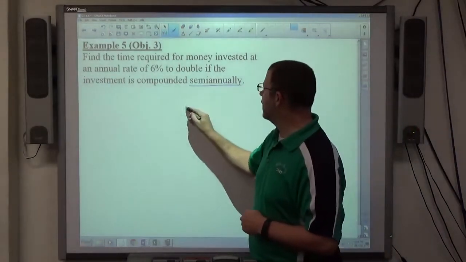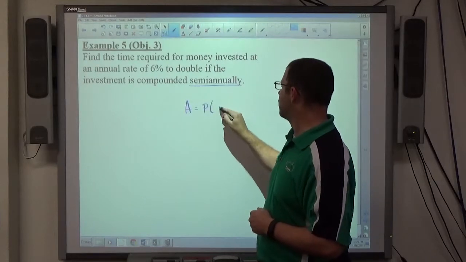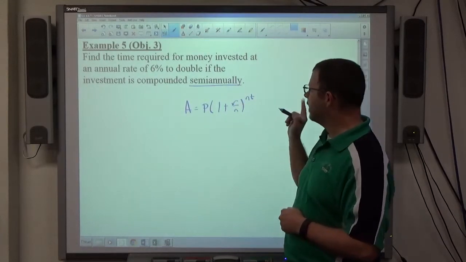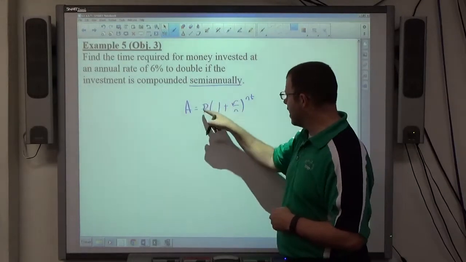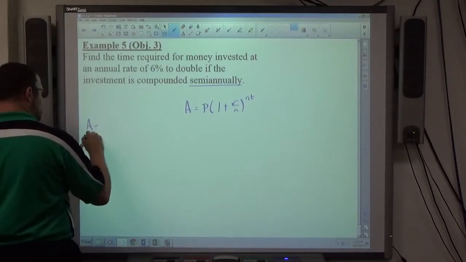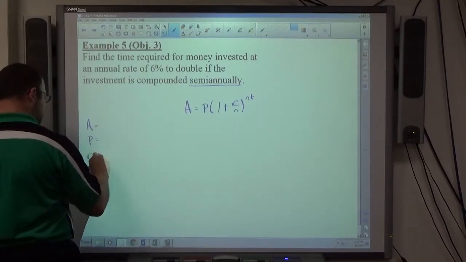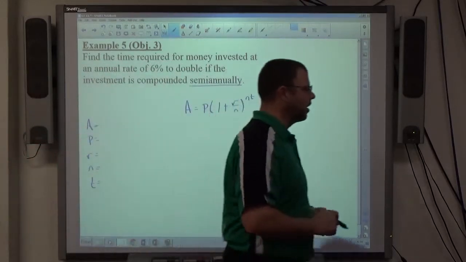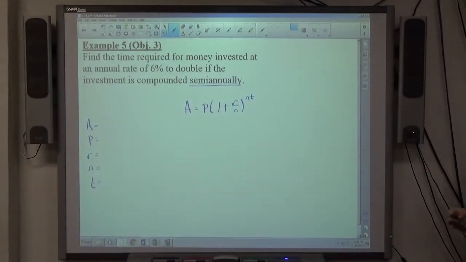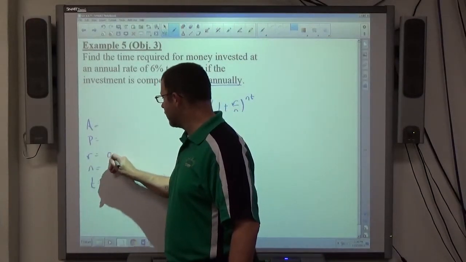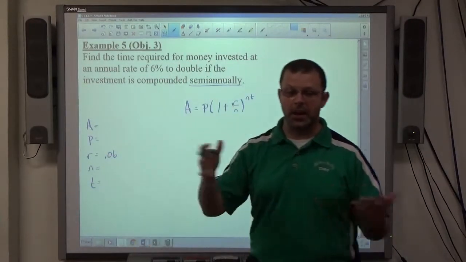So that tells me that I need A is equal to P, parentheses, 1 plus r over n, to the nt power. I need to focus on everything: A, P, r, n, and t. All right, so let's take a look. A equals, P equals, r equals, n equals, t equals. Somebody tell me one of the things they tell me. Percentage, which is 6. So that's what's going to be for r? 0.06. Very good. r is going to be 0.06. We always want r as a decimal.